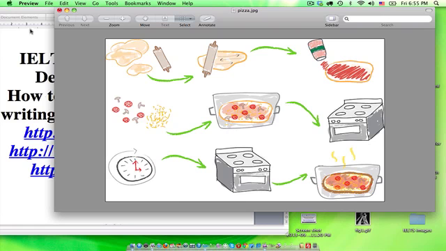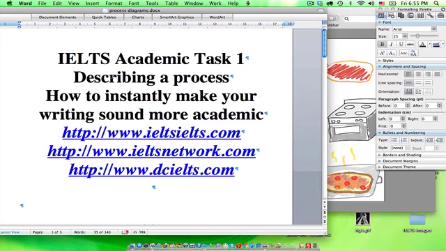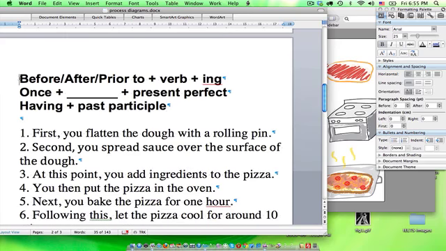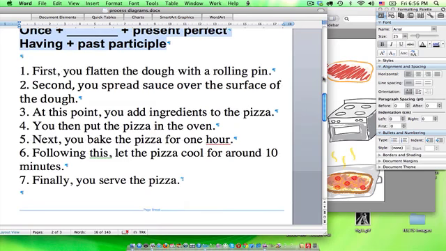Okay, now the first thing I want to do is present to you the goal for today. So here are some very academic phrasings that you can use to describe steps in a process. Okay, now before we get to talking about how to use these, I want to present to you a very, very basic description of what happens in this diagram. And then I want to go over ways that we can make this description sound more academic.